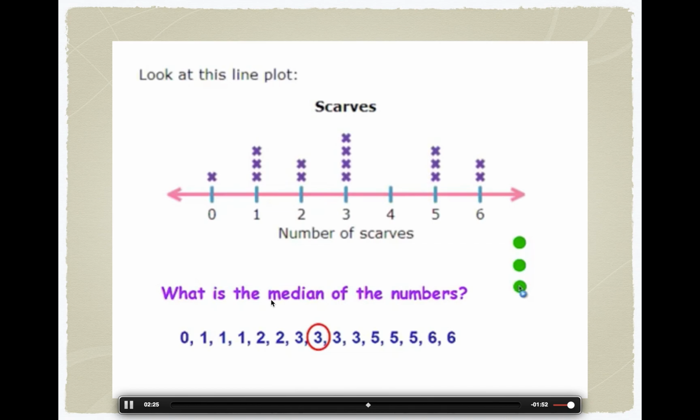And the last one is, what is the median of the numbers? What we need to do is write down: there's 1 zero, there are 3 ones, there are 2 twos, there are 4 threes, no fours, 3 fives, and 2 sixes. And then we look for the middle number. So the median is 3.